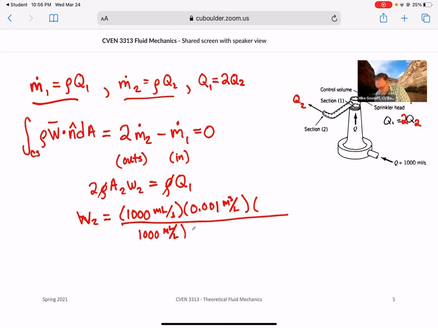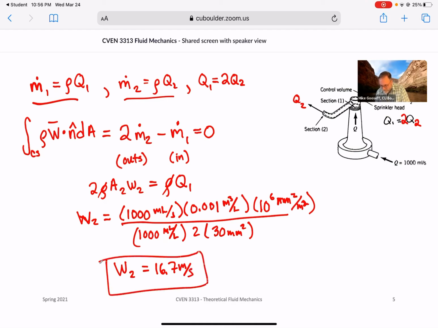And then we've got times 2, right, in the denominator. And then we also have the area, which we were given to be 30 millimeters squared. And then we just need to change in the numerator. I'm just going to call this 10 to the 6th millimeters squared per square meter. Okay. Ugh, it's supposed to be a 2. Okay. So when we do all this math, we basically end up with W2 is equal to 16.7 meters per second. Okay, so that's the velocity of the water coming out of the end of the nozzles, okay, both of them. So W2 is the same in both locations.